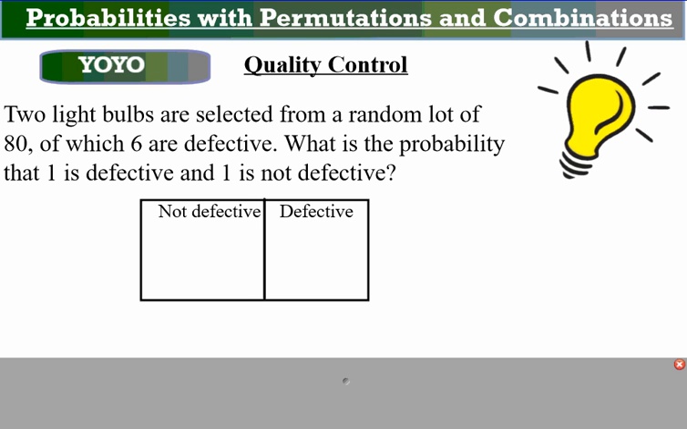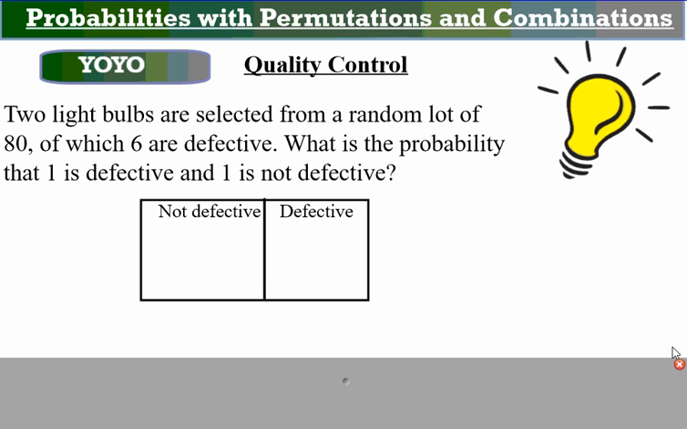Last one, I'm going to give you a chance to try. 2 light bulbs are selected from a random lot of 80, of which 6 are defective. So 6 are bad. What is the probability that 1 is defective and 1 is not defective when you select 2 of them? Give you a chance to try and then come back and see how you did.